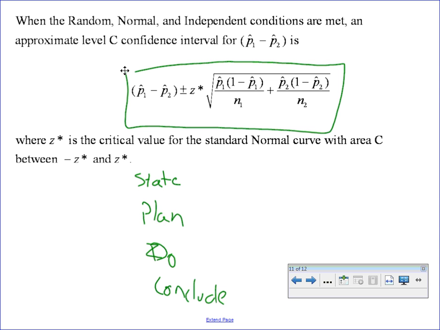So tomorrow in class, we're going to be exploring all of this. We'll be doing it during Flex and during the regular class.